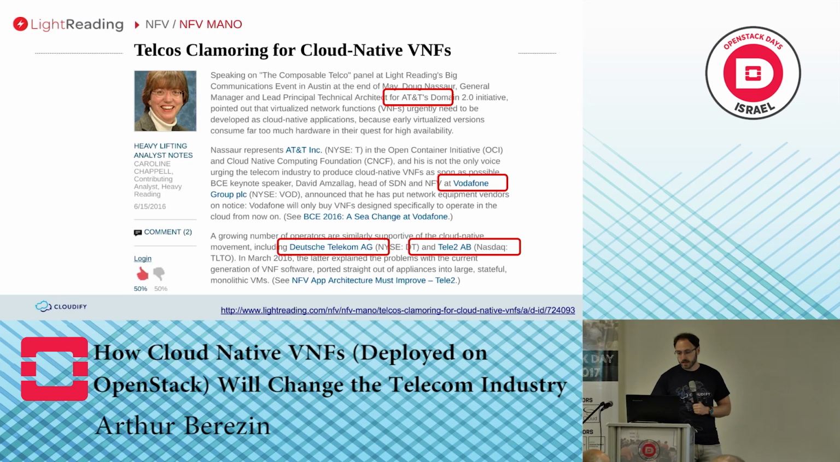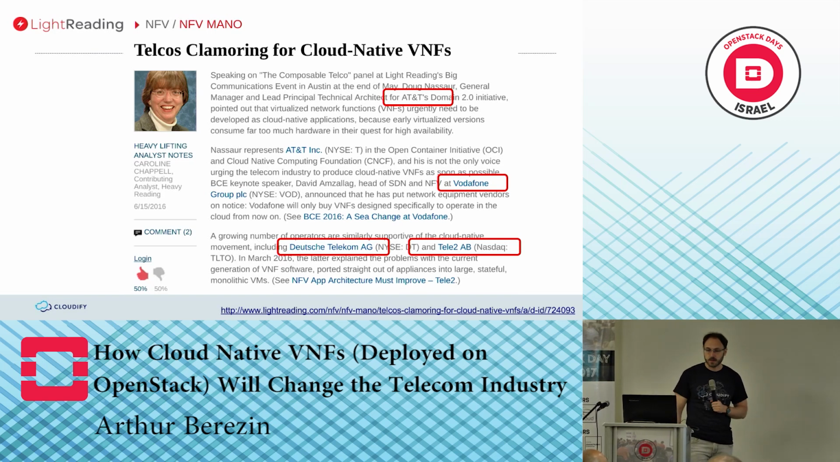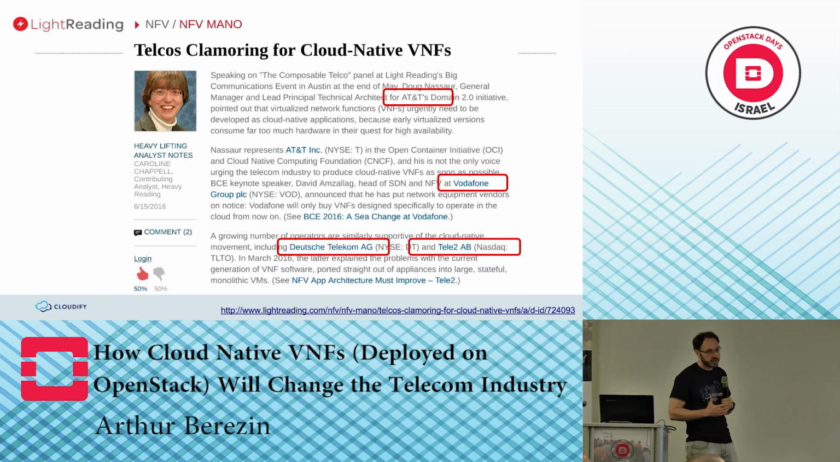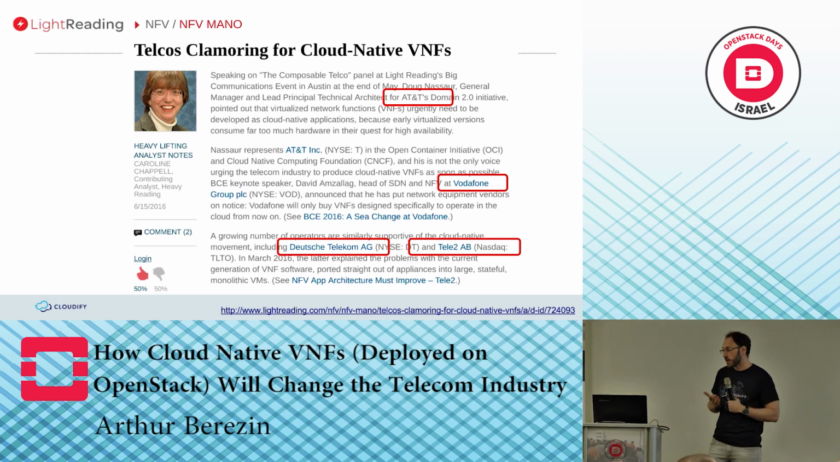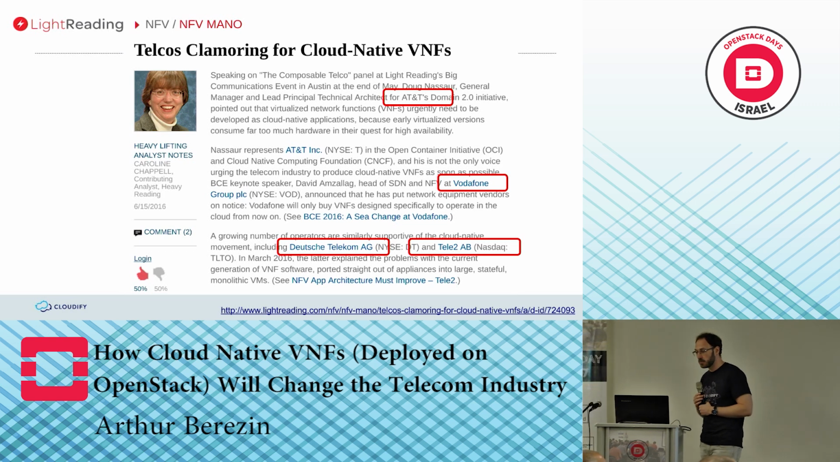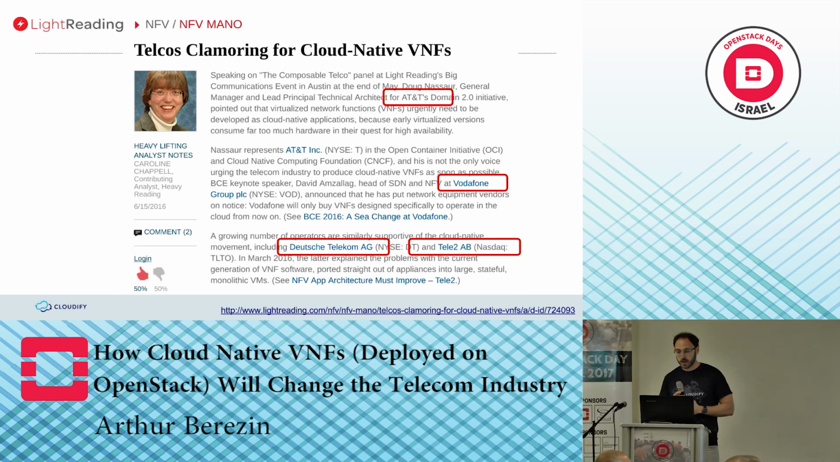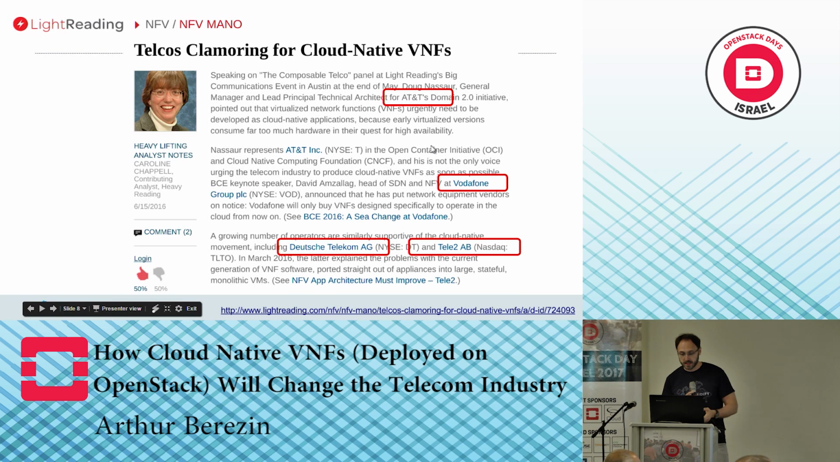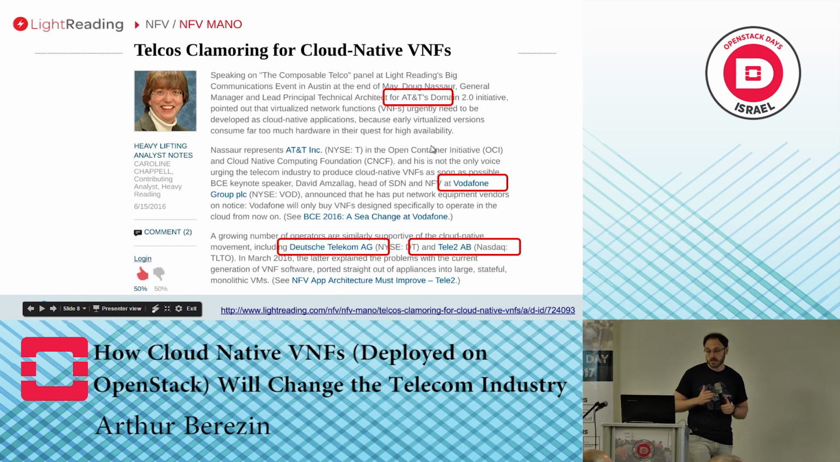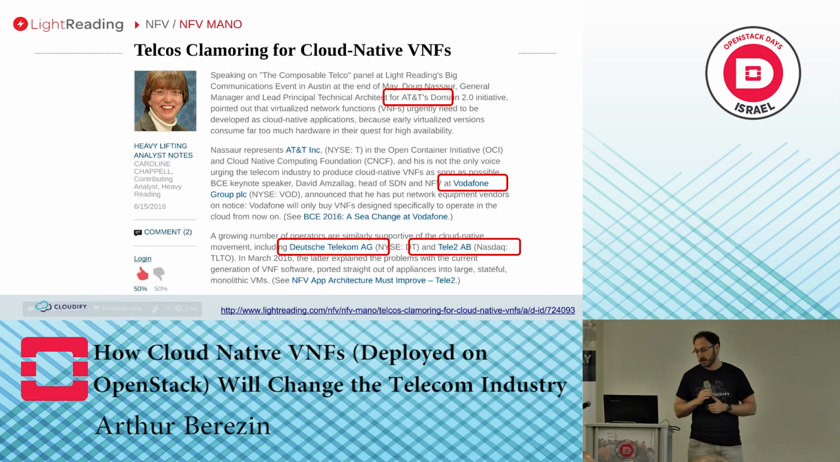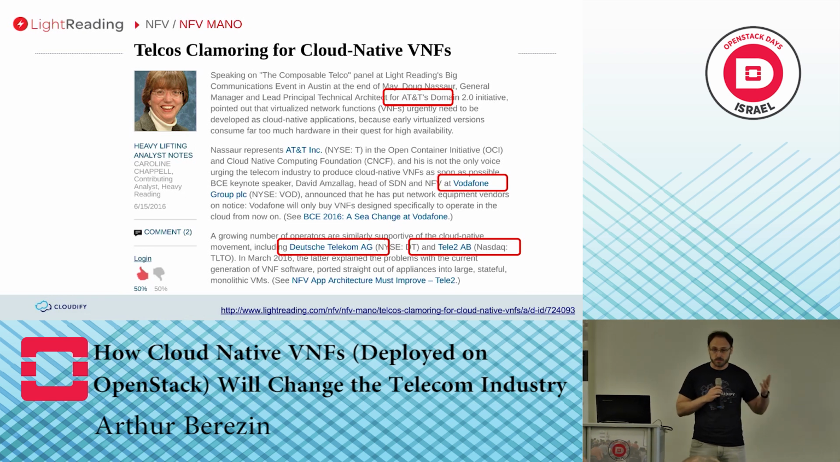But we are still hearing some major faults in having everything just virtualized, and we're hearing this from the top operators in the world. We have guys like AT&T, Vodafone, Tele2, Deutsche Telekom, for example. This is just one snapshot of a Light Reading article. Obviously, there is much more evidence of that.